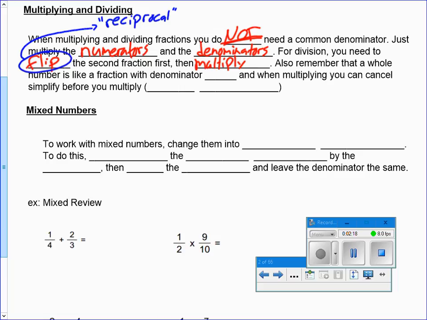A couple things from multiplication. Anytime you're multiplying a whole number, it's the same thing as a fraction with a denominator of 1. So by that, as an example, a number like 5, as a fraction, that's the same thing as 5 over 1. So you can make any whole number a fraction by adding a denominator of 1. Remember another thing, when you're multiplying, you can cancel out factors. You can simplify before you multiply, and that's what we call cross cancellation.